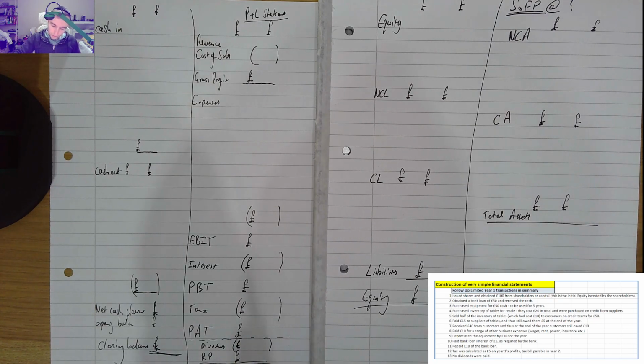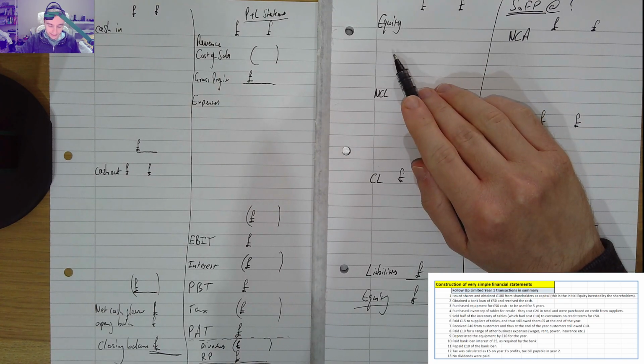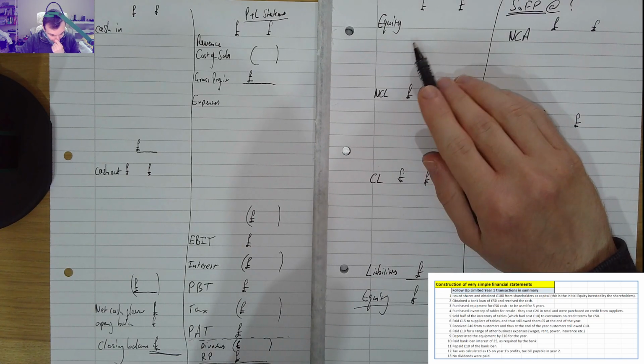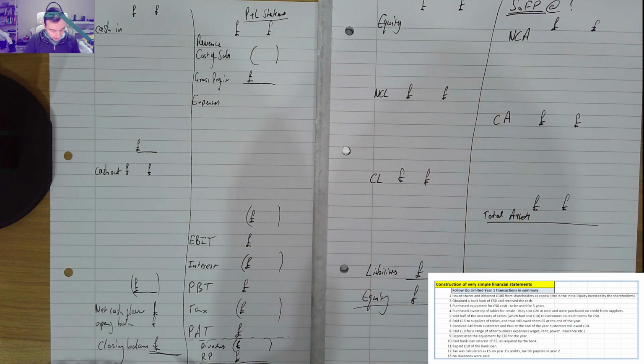The retained profits will go into equity on the statement of financial position, as will any share capital over here. Also, the closing balance of the cash flow will go into current assets under cash.